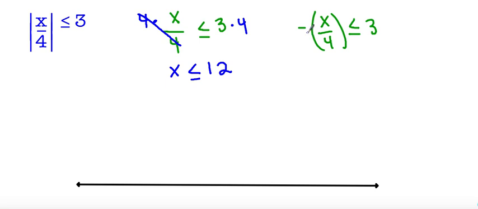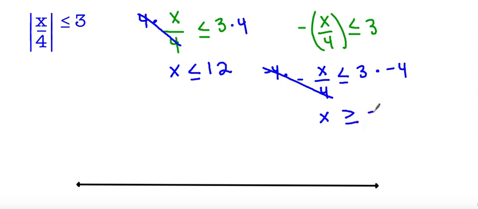And here, we could either multiply or divide both sides by a negative. So I'm just going to write negative x over 4 is less than or equal to 3. If I want to isolate the x, I could multiply by -4. Multiply the other side by -4. Because I'm multiplying by a negative, flip the sign. x is now greater than or equal to -12.